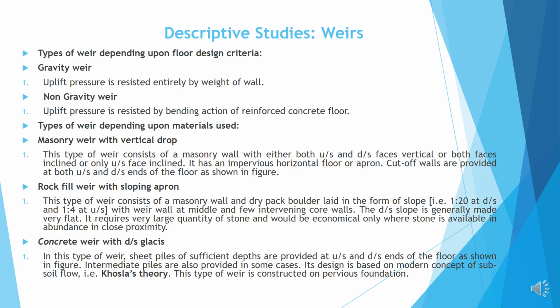Concrete weir with downstream glacis. In this type of weir, sheet piles of sufficient depth are provided at the upstream and downstream ends of the floor as shown in the figure. Intermediate piles are also provided in some cases. Its design is based on the modern concept of subsoil flow, that is Khosla's theory. This type of weir is constructed on a pervious foundation.